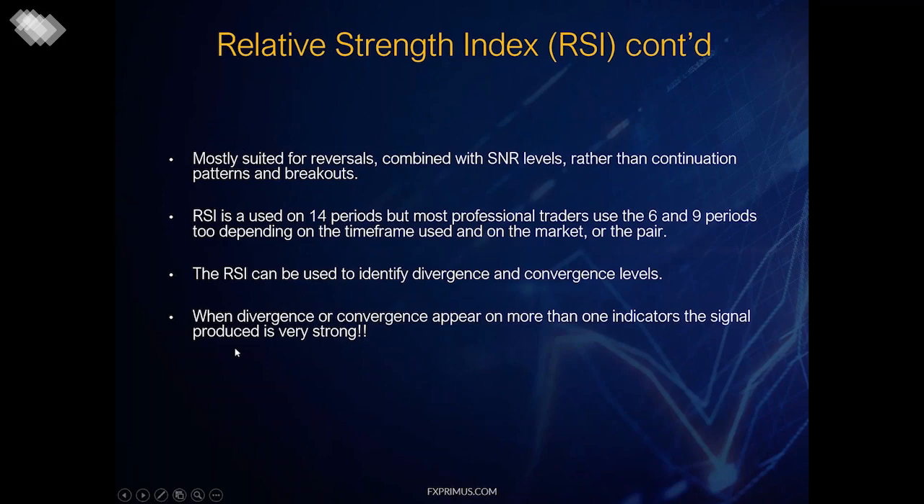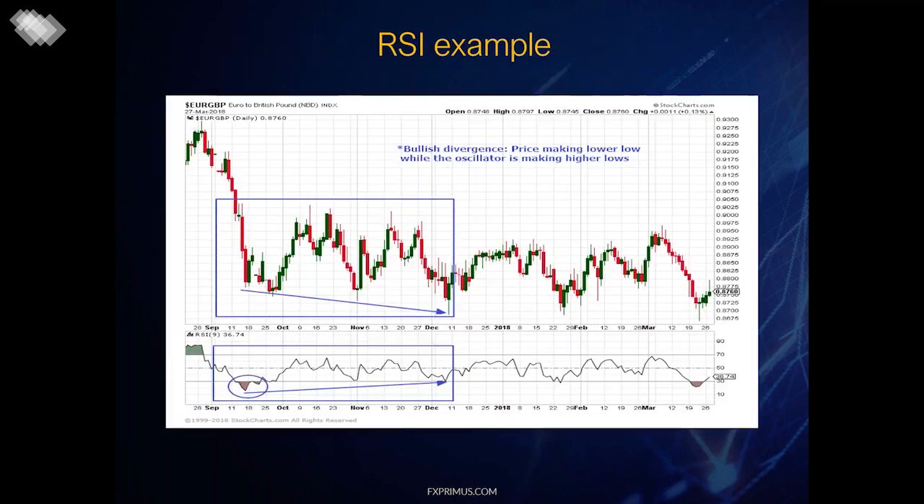The RSI can be used to identify divergence and convergence levels. Divergence and convergence levels, guys, are very important in the markets, and they come as a result of change in volume, or closing trades, or when stop losses are hit. Now, when divergence or convergence appear on more than one indicator, the signal produced is very strong. Now, let's see an example here.